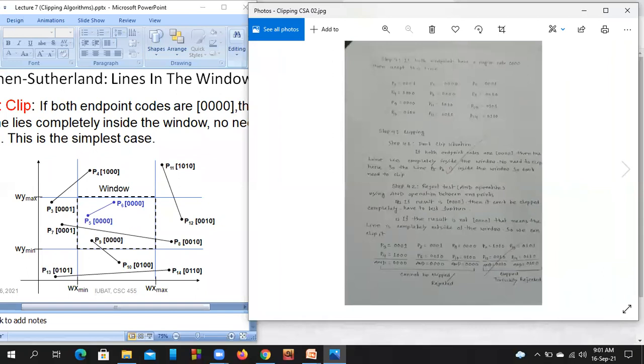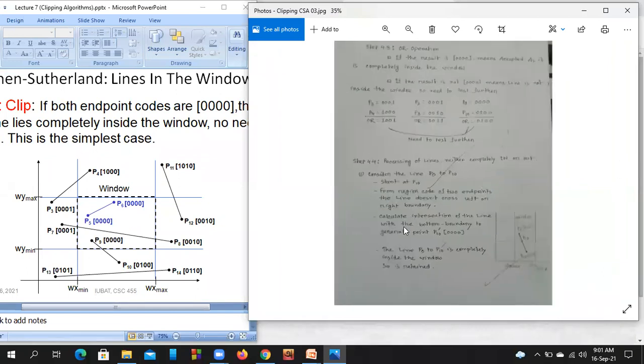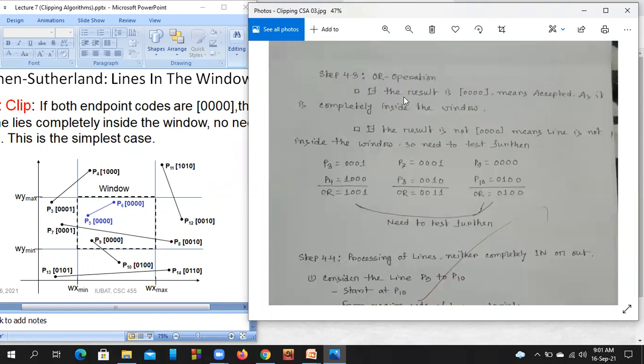Our further test will now be the OR operation. In the OR operation, if the result comes 0000, then we will accept it and say that it is completely inside the window. If it is not, then we cannot clip it at the very first. We will keep it and go for maybe individual testing of the lines. We cannot accept it and we cannot reject it. That is the case if you don't have 0000.